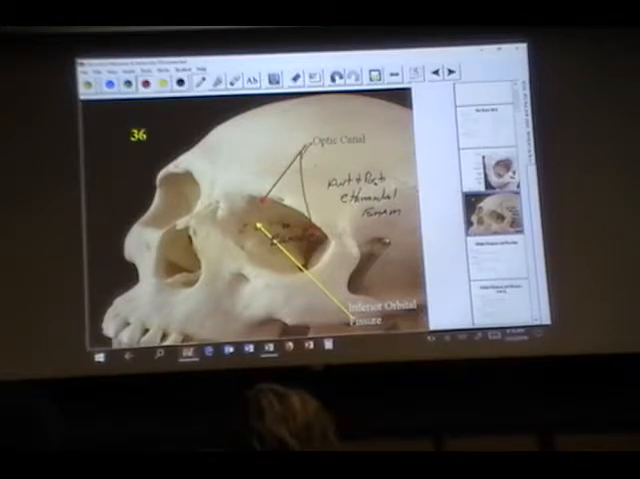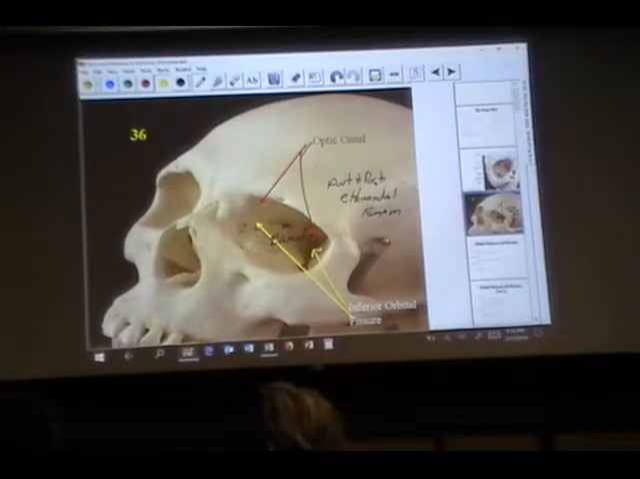It's the optic canal, and this yellow pointer should be over here. This is the inferior orbital fissure, okay? So we have these openings, we have these 7 bones that make up this region.